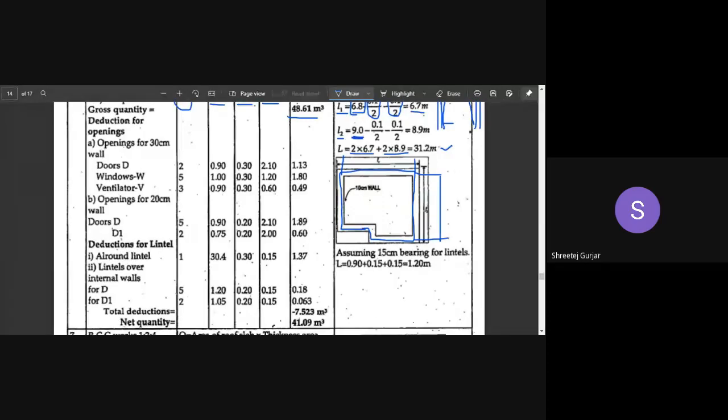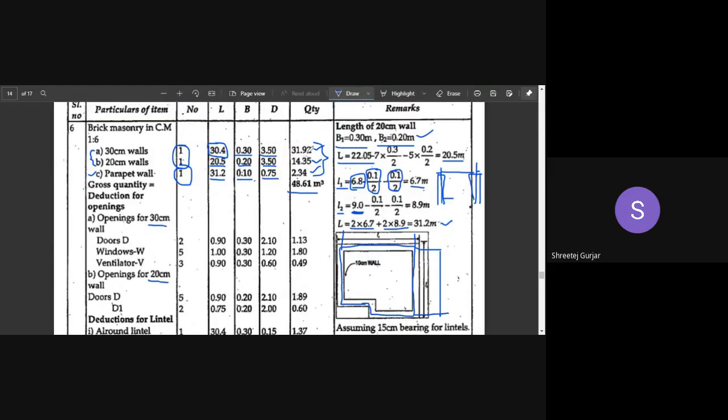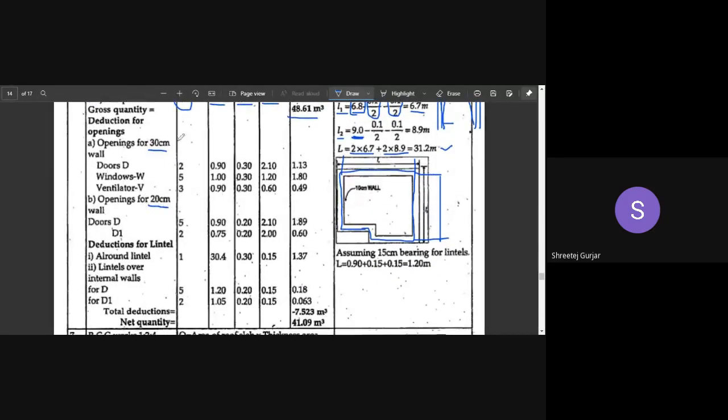For our 30 centimeter wall, we will calculate separately for 30 centimeter and separately for 20 centimeter, right? Because your calculation is separate. From that we will deduct separately for 30 centimeter, and for 20 centimeter separately we will do, and not combined. Okay, so for 30 centimeter wall, how many doors are there in 30 centimeter wall?